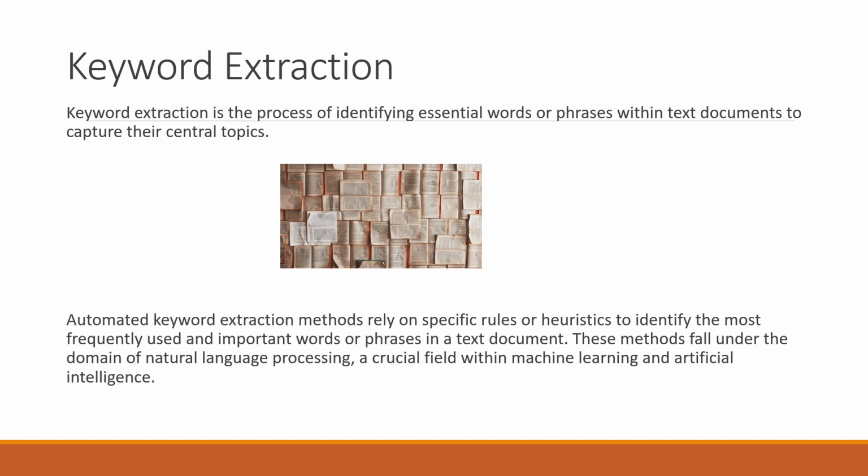Methods that automatically extract keywords from the documents use heuristics to select the most used and most significant words or phrases from the text document. Keyword extraction methods are in the field named natural language processing, which is an important field in machine learning and artificial intelligence. Keyword extractors are used to extract words or groups of two or more words that create a phrase.